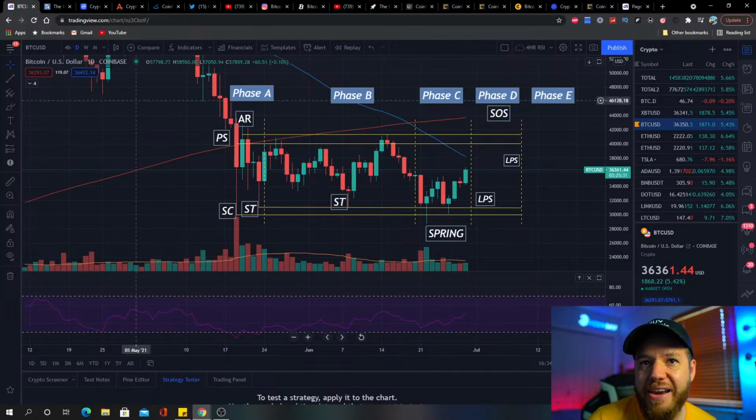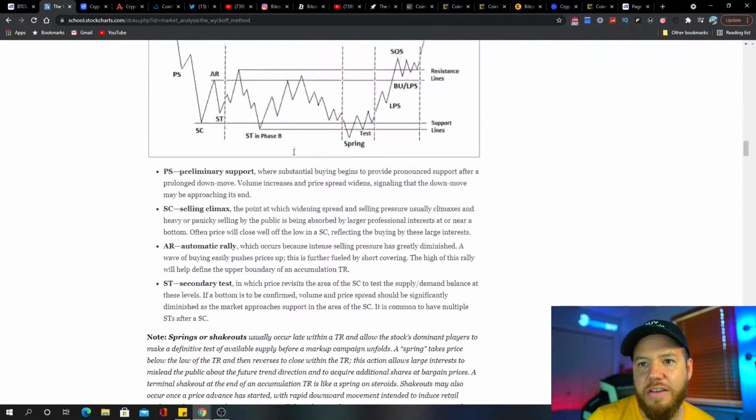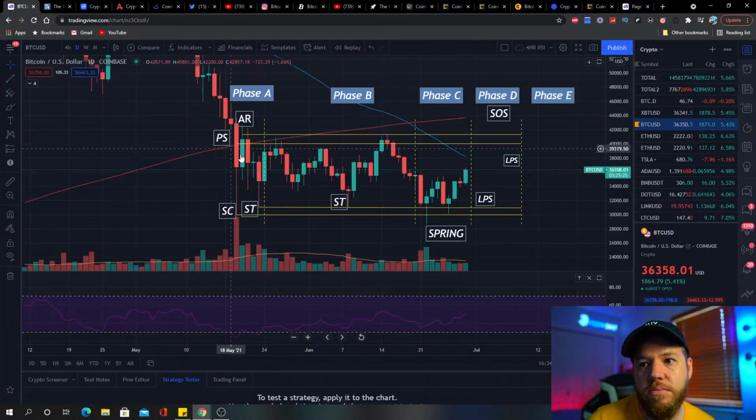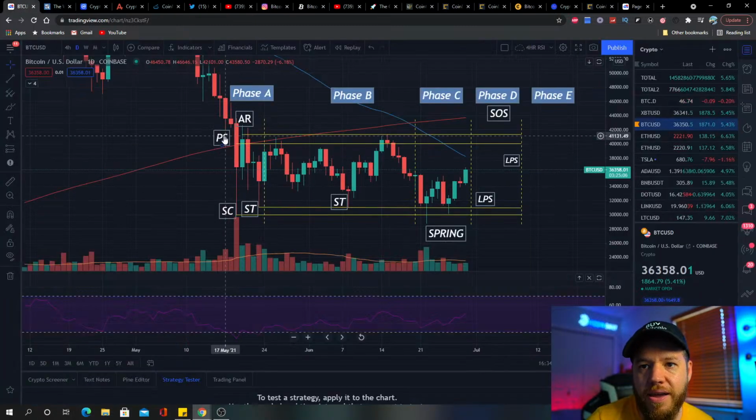If you look at the accumulation schematic here, you guys will see that it plays out exactly the same. We have the preliminary support, and then we have a selling climax. Then we have automatic reaction, automatic rally, and then the test of support, right? So we have the automatic rally, and then we have the support.